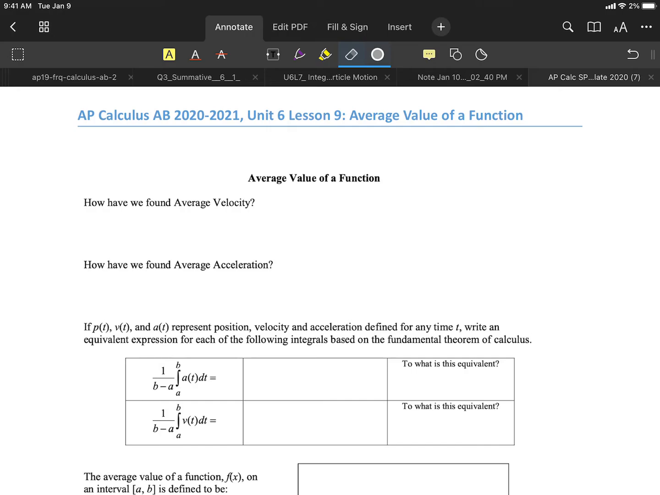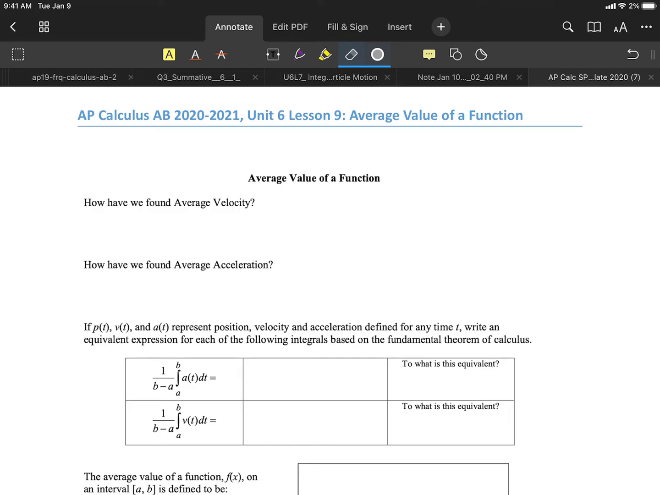All right, have a really quick one here for you today. Last one of the quarter, Unit 6, Lesson 9, the average value of a function. I'm going to basically just show you how you can use a definite integral to find the average value of a function over some interval, and we're going to get a little intuition for what that means.